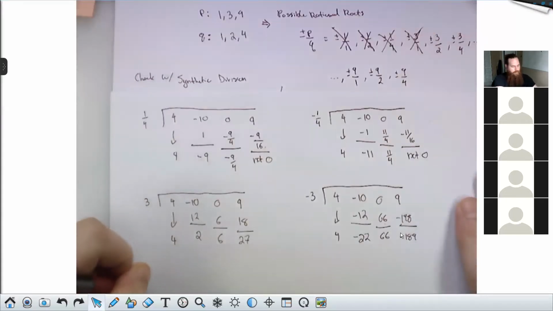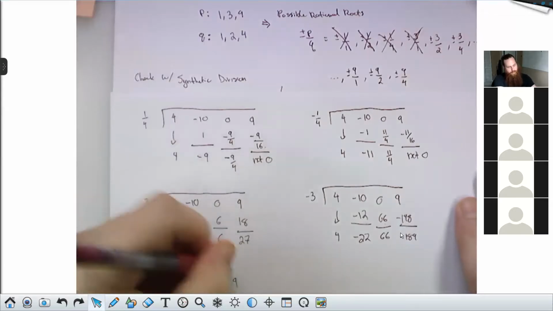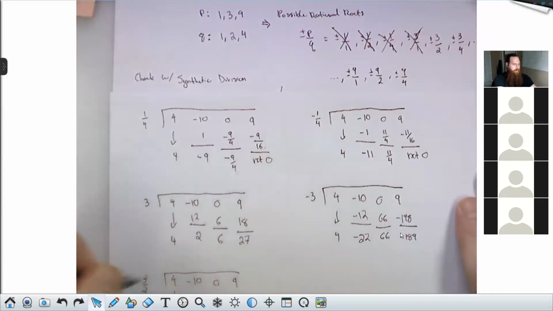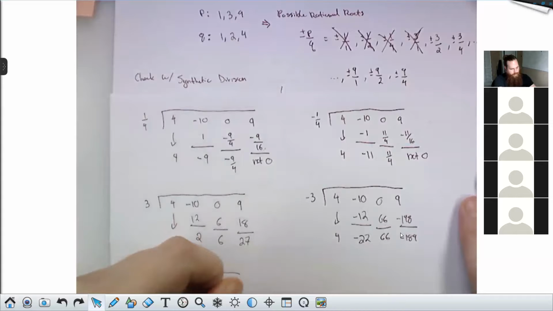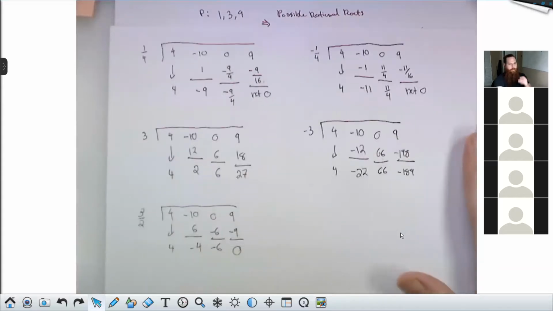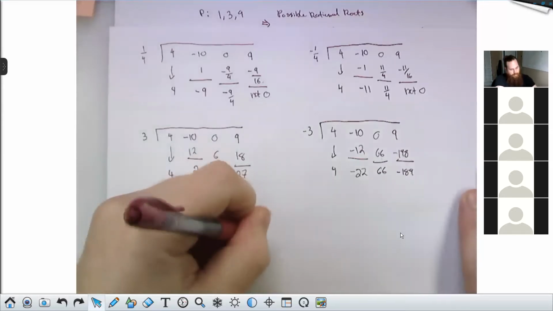Let's try 3/2. Bring down the 4. 3/2 times 4 is 3 times 2 is 6. Negative 10 plus 6 is negative 4. 3/2 times negative 4 is negative 6. This looks promising. 0 plus negative 6 is negative 6. 3/2 times negative 6, what's that? Well, you can cancel the 2. This is negative 3 times 2. So the 2's cancel. You get 3 times negative 3. That's negative 9. 9 plus negative 9 is 0. Hallelujah. So here we are. We finally found one that works. Thank God.